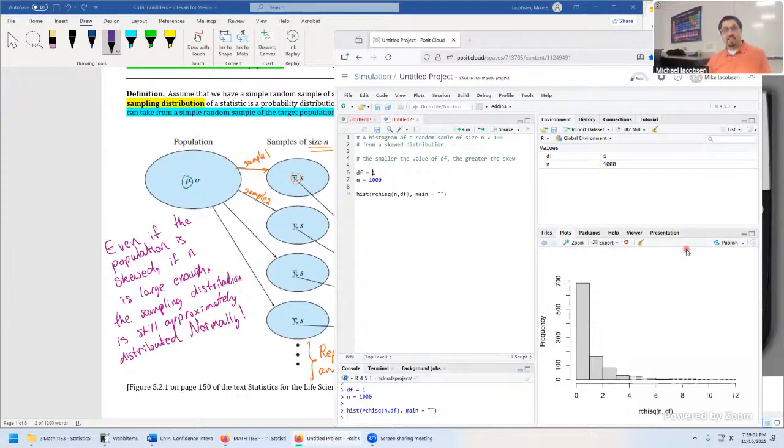Okay, well, maybe one last thought. I said that the smaller the value of df, degrees of freedom, the more the skew. So let's take a look into that one more thing before we move over. We go from degrees of freedom 1 to degrees of freedom 0.1. Here's the new graph. This one has almost all of the observations between 0 and 0.5.